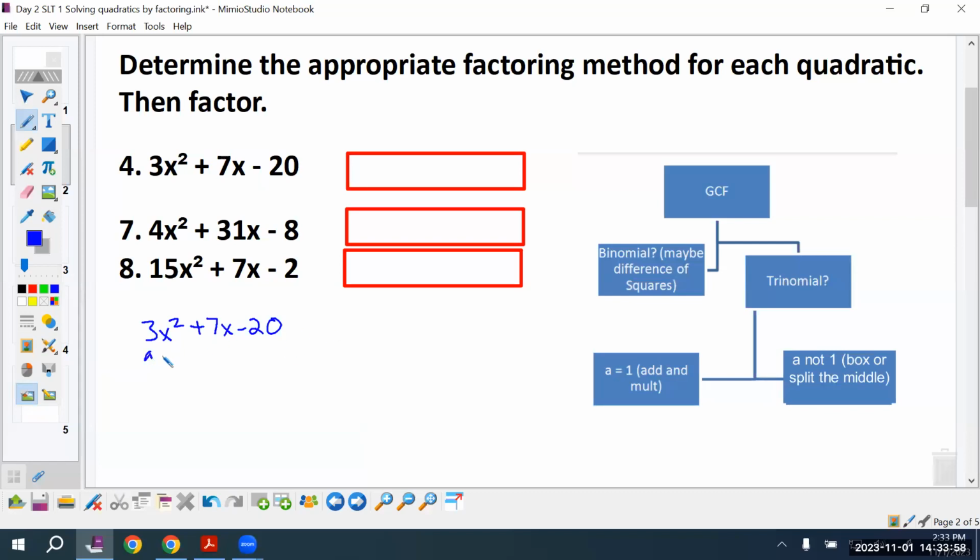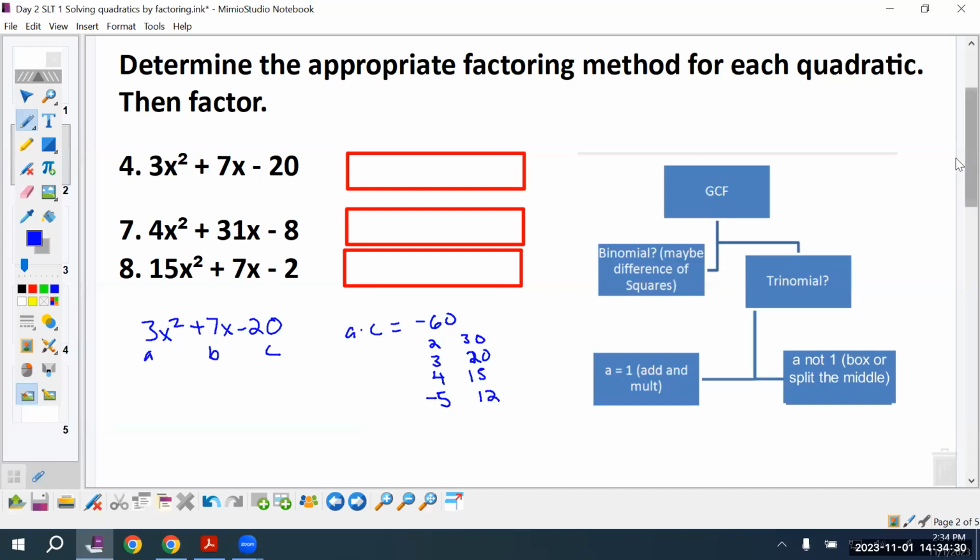So I have an A, B, and C. So A times C is going to be negative 60. So let me think. We'll multiply 60. 2 and 30. 3 and 20. 4. Does 4 go into 60? 4 goes in 15 times. That'll be 11. 5 and 12. Oh, 5 and 12. If I make the 5 negative, that will work.